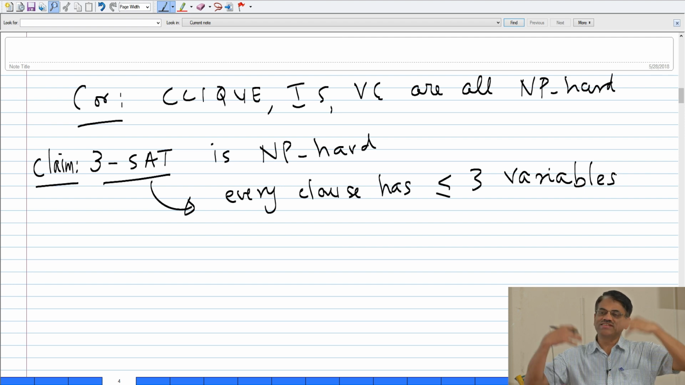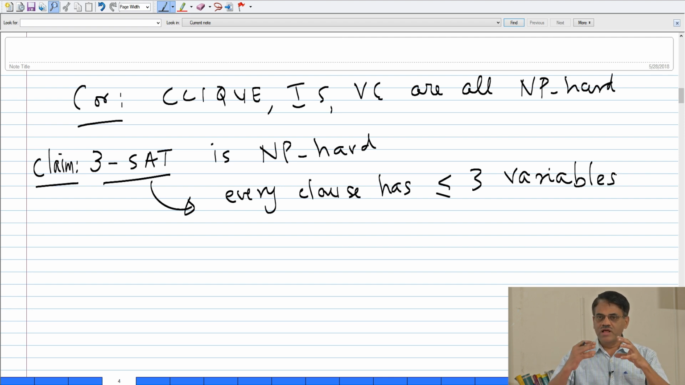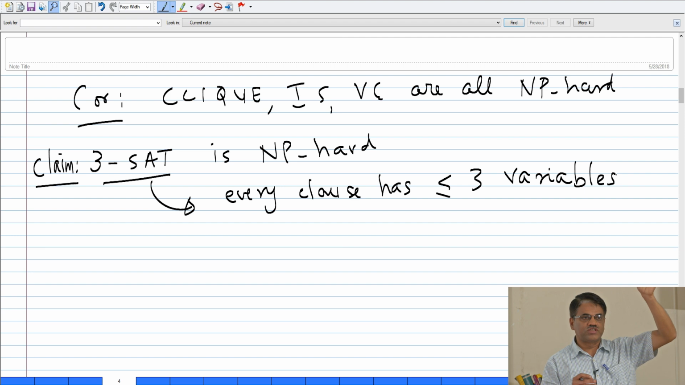So the generalized versions are always harder, right? Because 3 SAT means I'm giving you more structure, something which you may be able to exploit. So the more restricted version, if you show it is hard, that is a very strong result, because even with this extra structure, you are showing it's NP hard. So if I show this is NP hard, the general version is NP hard follows. But the general version is NP hard does not immediately imply this is NP hard.